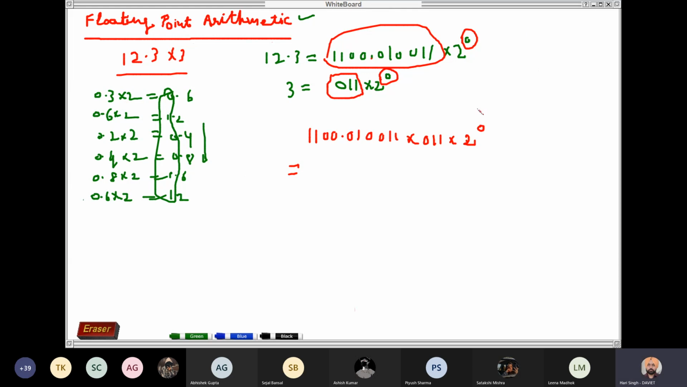So now I'm directly writing the multiplication value. It will be 100100.111001 into 2 power g. You can verify this value yourself. Just use the normal multiplication method and verify the result.